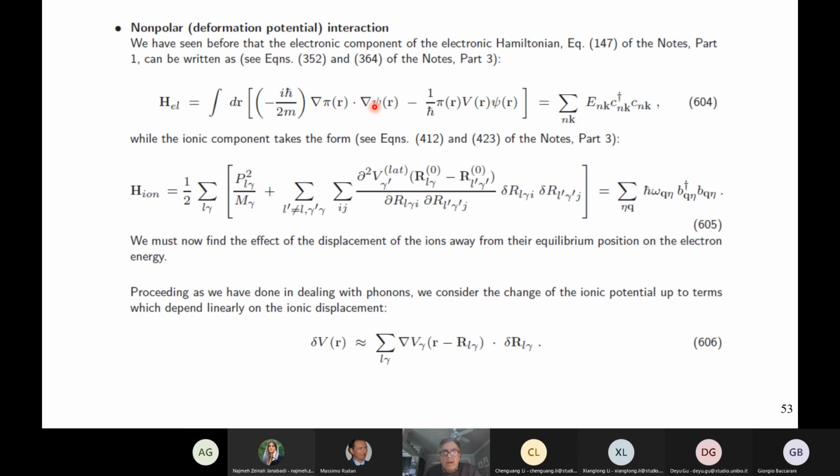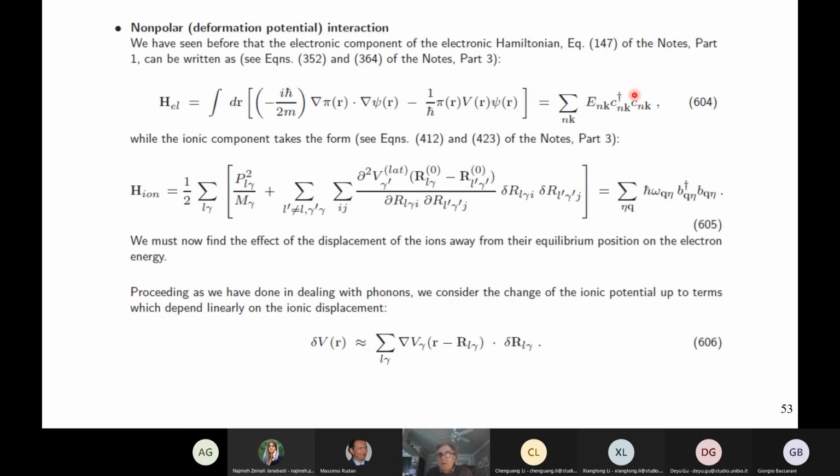Quantizing it, the field psi and its canonically conjugated momentum density pi, so I should put a hat over here, when I quantize it, they become operators over a Fock space, and I can write the electron Hamiltonian in this form. It's a collection of harmonic oscillators. Each oscillator has a frequency which is given by the energy of an electron wave vector k in band n, and these are the creation and annihilation operators for those electrons.